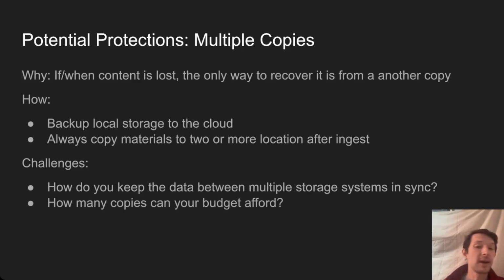Also, 2 copies I said is good. 3 copies is what that Library of Congress advice says. Some people go even more, but every one of those copies is going to be a multiplier on how much you're spending on storage. If you're spending $1 million for 1 copy, you're spending $2 million for 2 copies. And it starts to get harder and harder to justify more and more copies. So you have to figure out, okay, what do I want to do here?